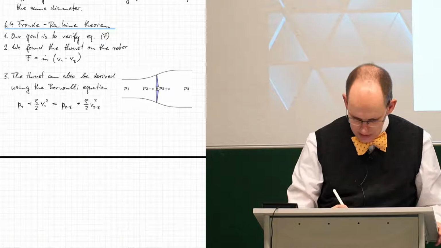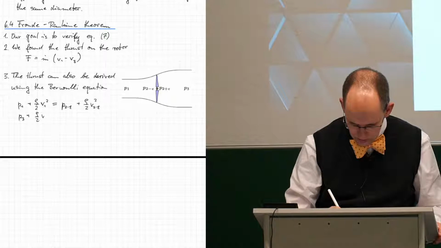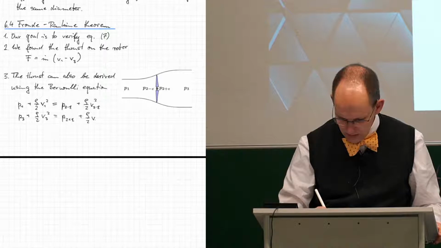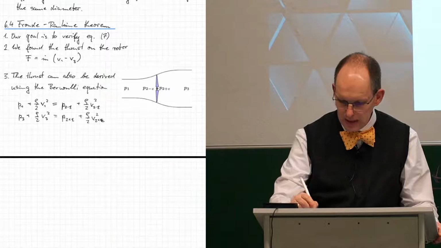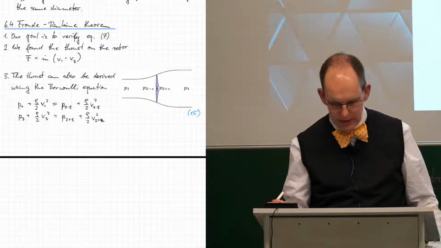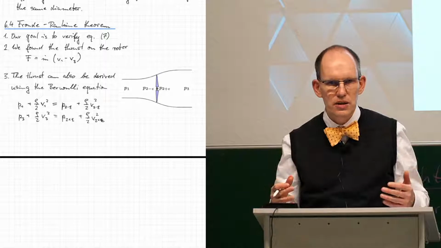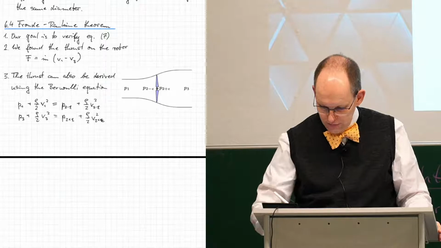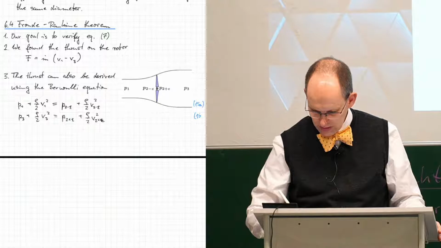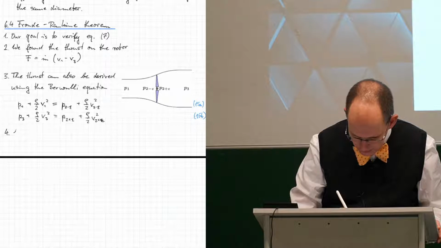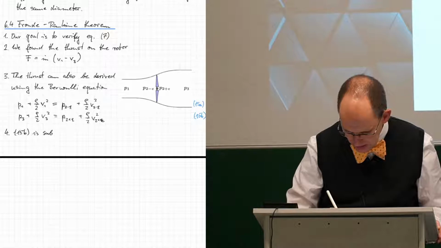And we can do the same thing for P3. So we have P3 plus rho over 2 V3 squared, and then we have P2 plus epsilon plus rho over 2 V2 plus epsilon squared. That's equation 15. Or actually, I should say 15a and 15b, because what I want to do is to subtract these two equations from each other. So 15b is subtracted from 15a.